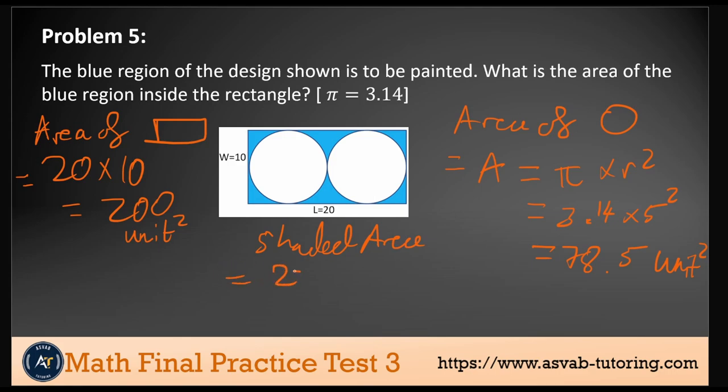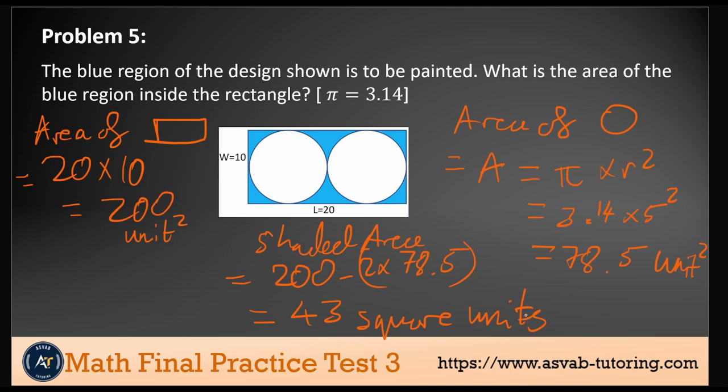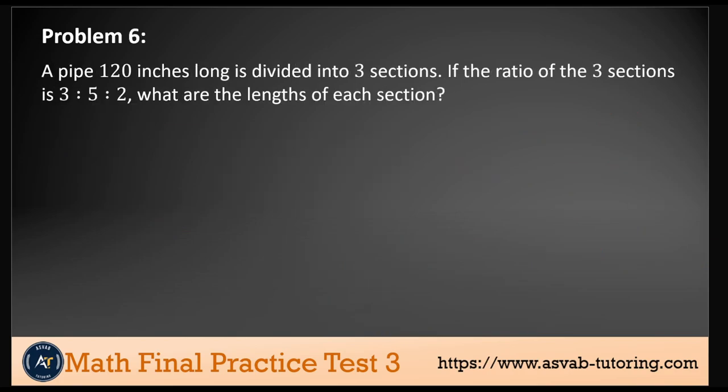Which equals 200 minus 2 times 78.5. We can just put parentheses around that for ease of use. Now we have 43 unit squared, or if you would rather prefer, as I mentioned before, 43 square units. And that is our final answer. Okay, moving on to the next problem.